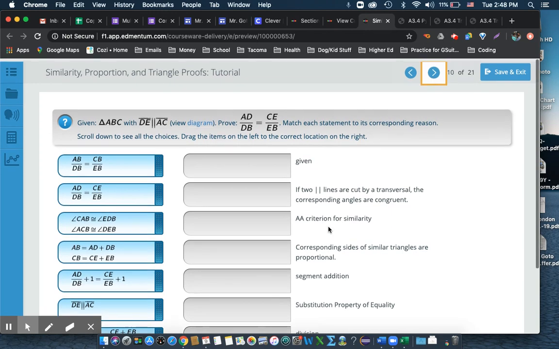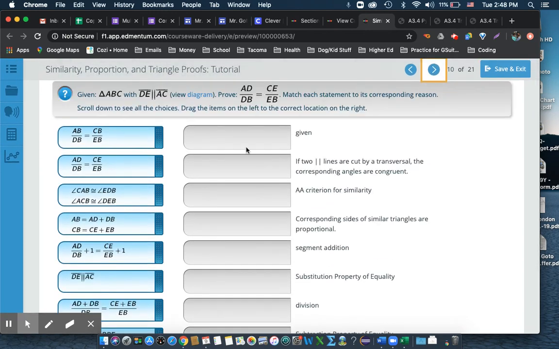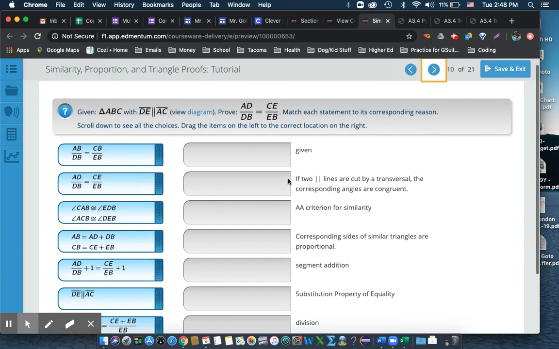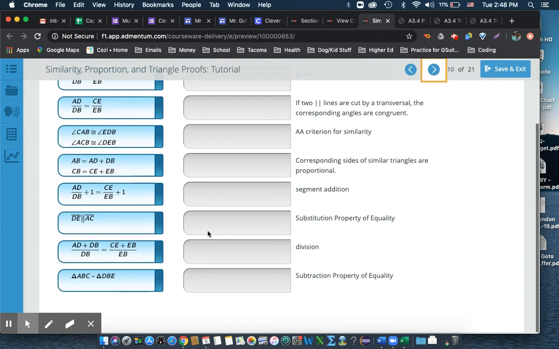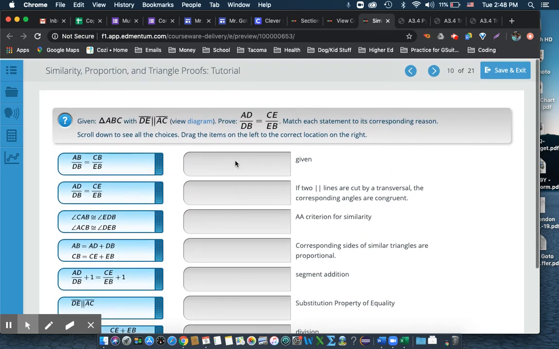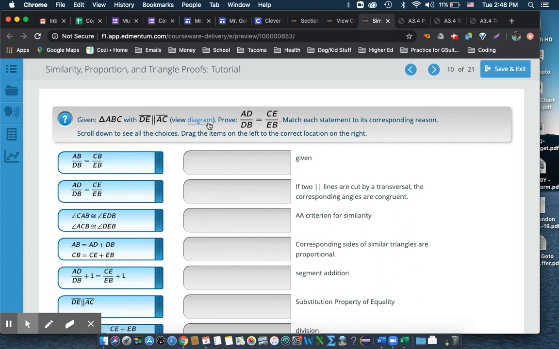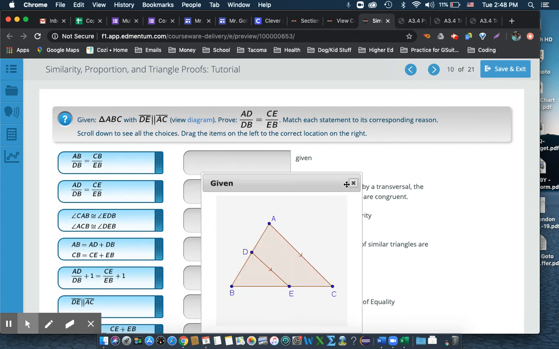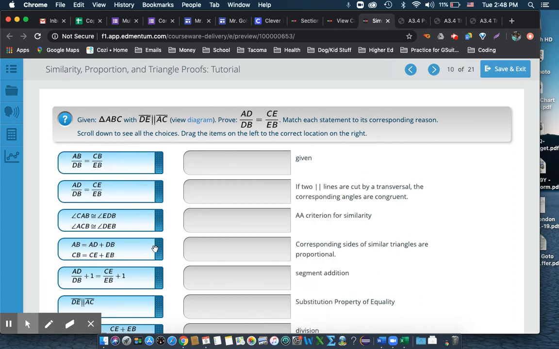Now here's where you really got to take your time with this. All right, this is a really long proof. Normally you probably wouldn't do one this long in in-person geometry class, but drag them around. Okay. You can also view the diagram they're talking about by clicking on it right there. Okay, but see if you can get them matched up. See, like, that was wrong, that was wrong, that was wrong, etc.